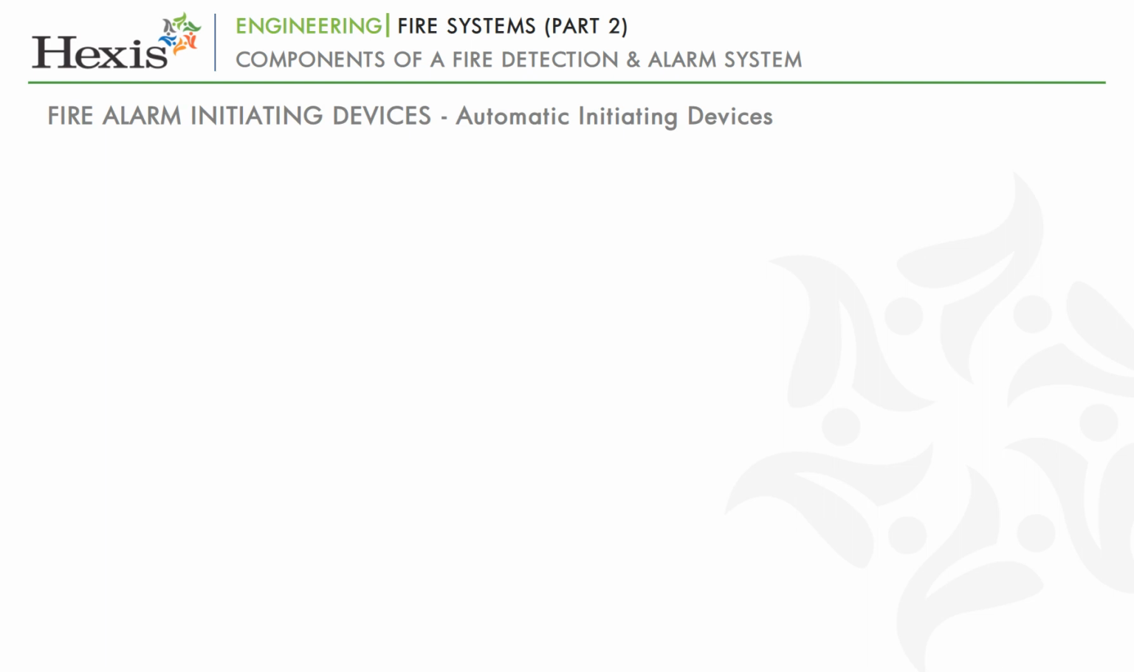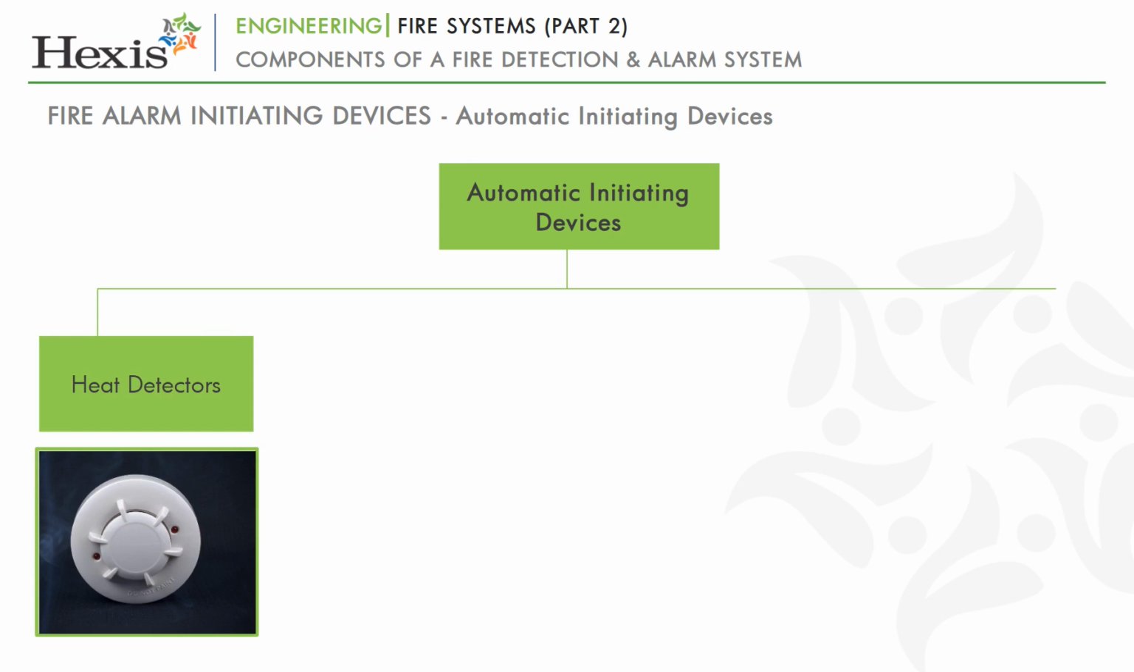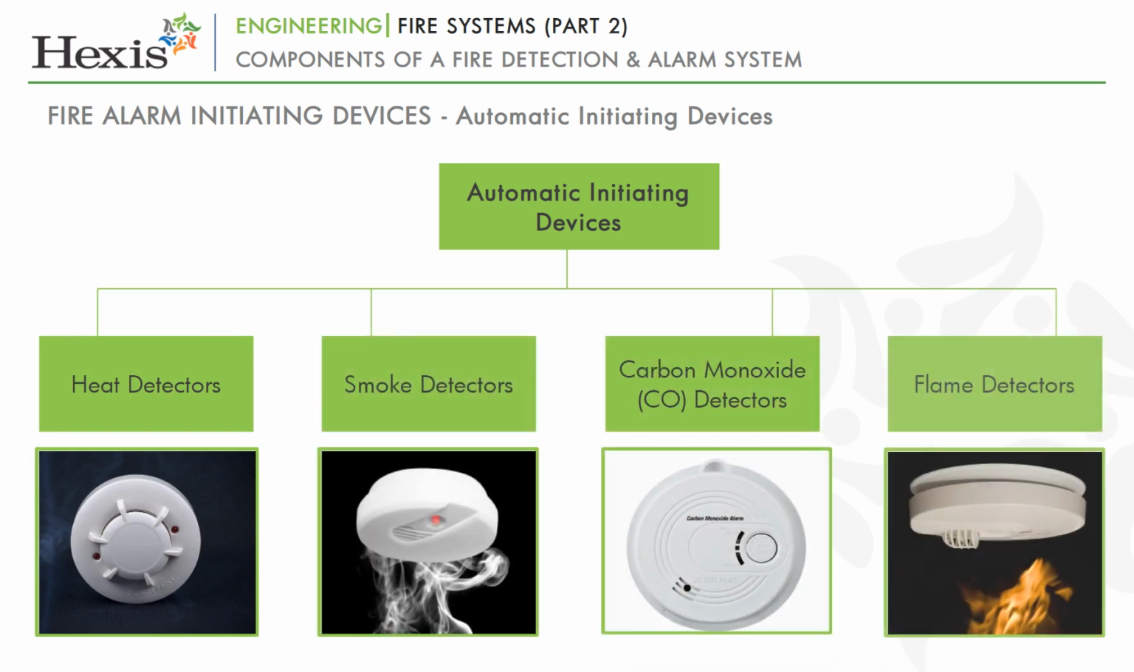Let's understand what are automatic initiating devices. There are a wide variety of automatic initiating devices which include the following: heat detectors, smoke detectors, CO detectors, flame detectors. Let's learn about them in detail.